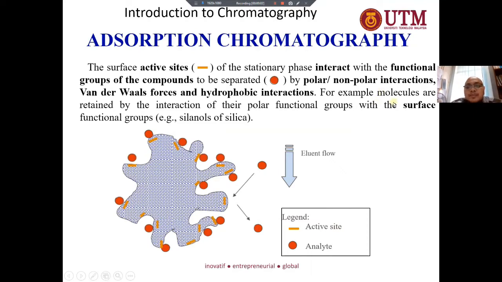Before we go further, in partition chromatography, the interaction is between two immiscible phases, where the analyte must interact with the liquid phase by absorption. For adsorption chromatography, the interaction is with the surface active site of the stationary phase. So it's adsorption on the surface only.